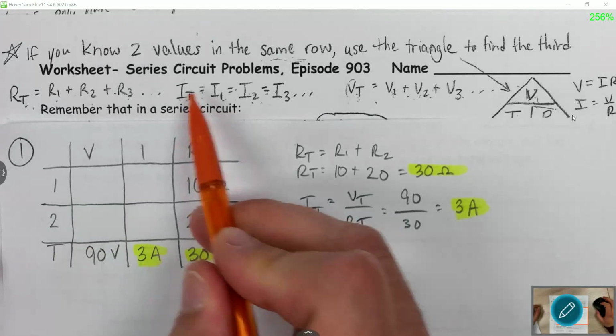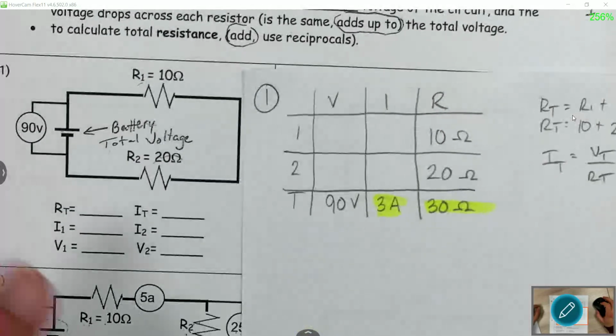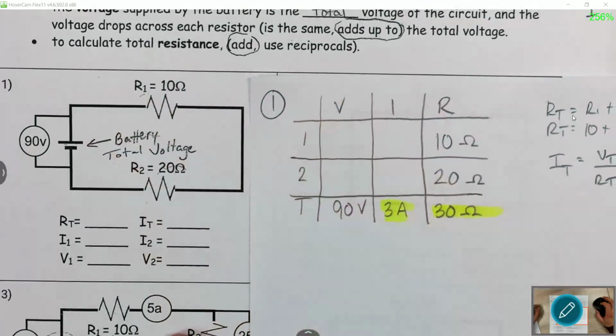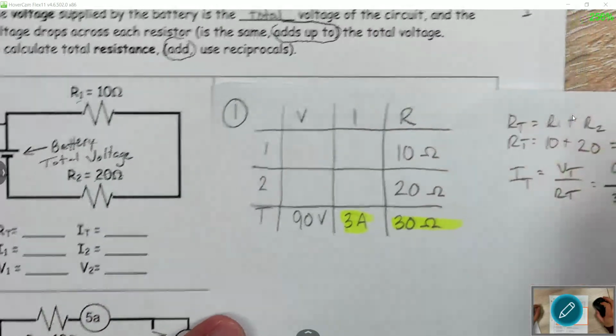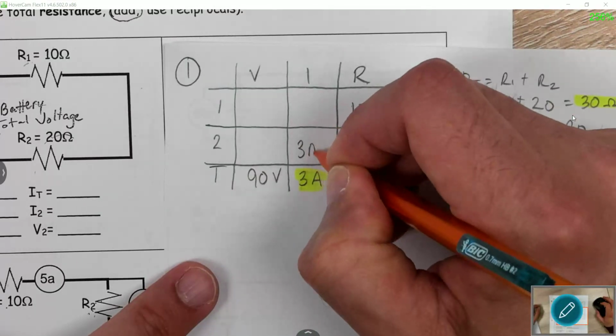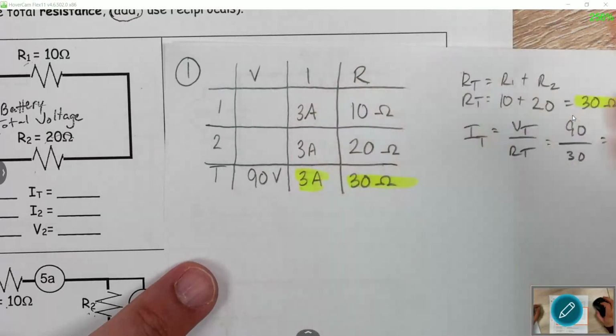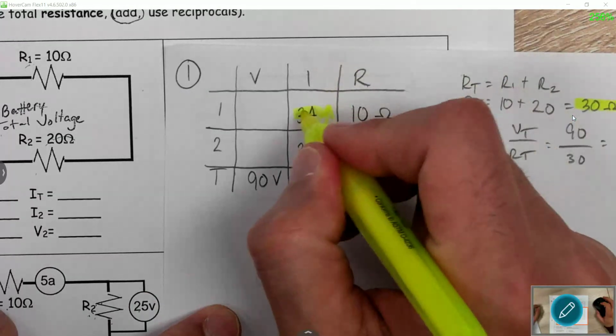Once I know the current anywhere in a series circuit, because the current only has one way to go around, it's going to be the same everywhere. That was part of my rule. So the current is going to be the same everywhere, so it's 3 amps and 3 amps. That is based off of the rule.